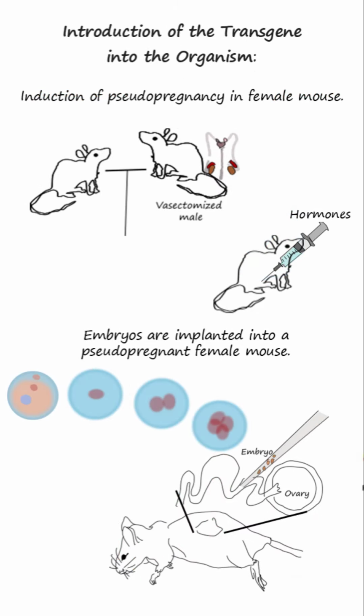In preparation for embryo implant, the female mouse is induced to pseudopregnancy. Once embryos have developed from the microinjected eggs, they are implanted into the pseudopregnant female mouse.